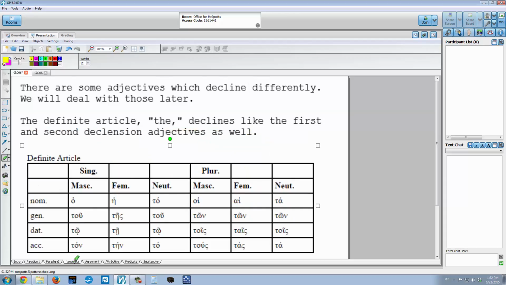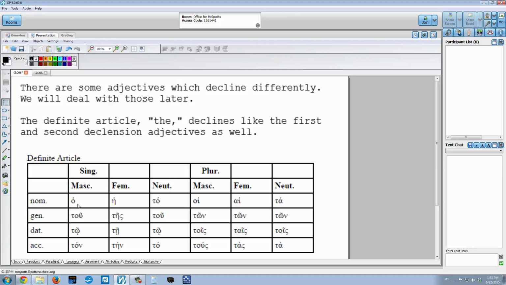Let's meet another adjective. The adjective you will see a lot. The. It's the definite article, that's what we call it. And it's the. I don't know why some people distinguish between the article adjective and other adjectives. They're all adjectives. They are. And it declines according to the first and second declension as well.